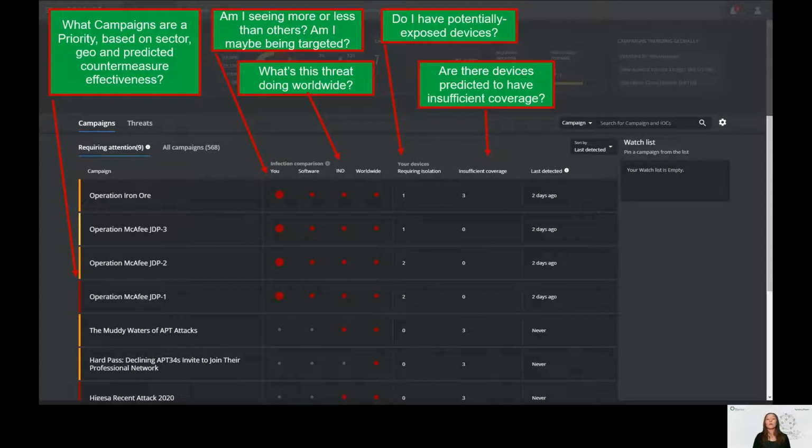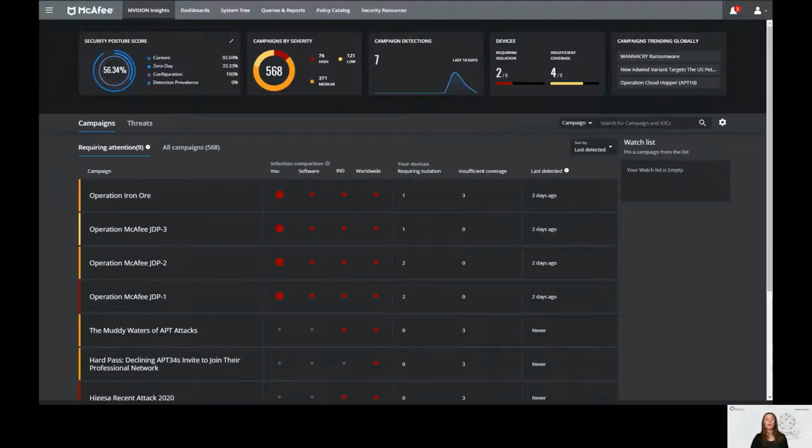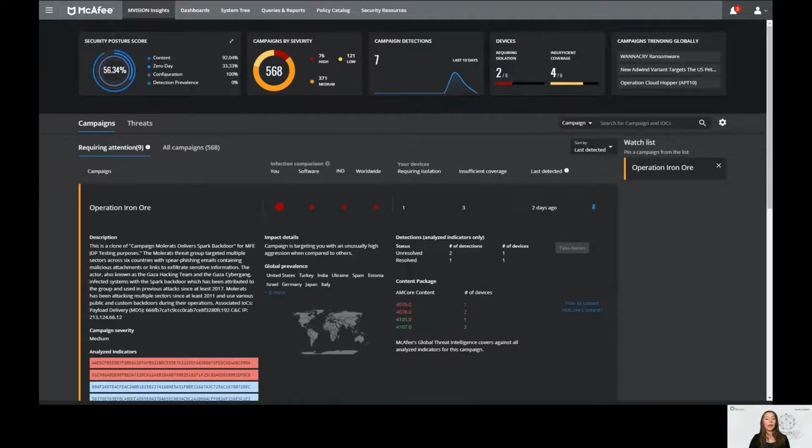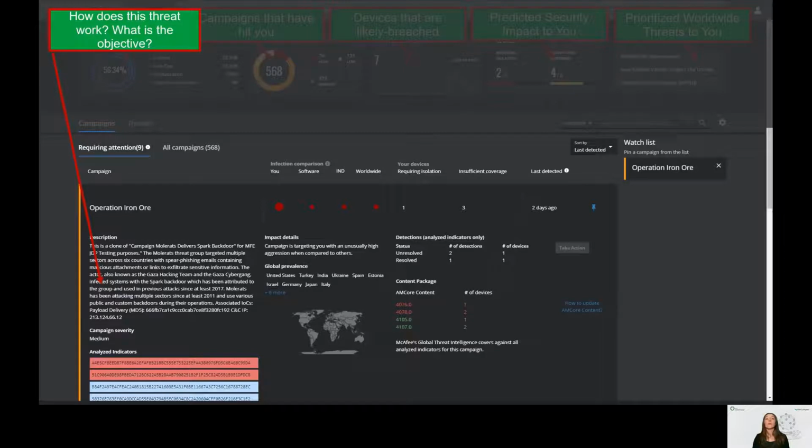Finally, I can understand where that insufficient coverage flag is coming from, because I can also see that for this particular campaign, Operation Iron Ore, I have at least 3 devices in my environment that do not have sufficient coverage to withstand an attack from this campaign. So if I go ahead and drill in to the Operation Iron Ore campaign, I can also see that McAfee is giving me a summary of what this threat and this campaign is actually doing.